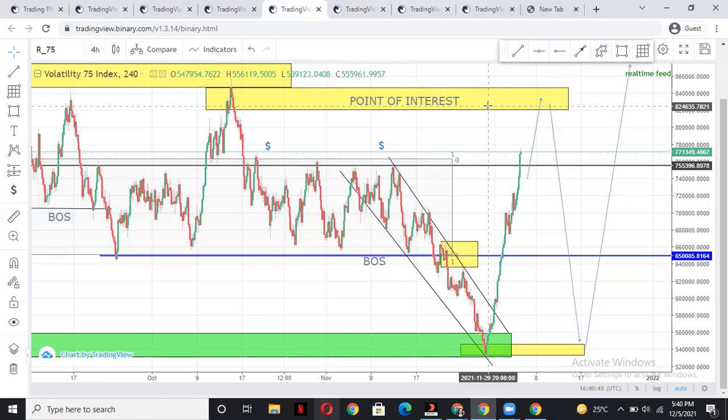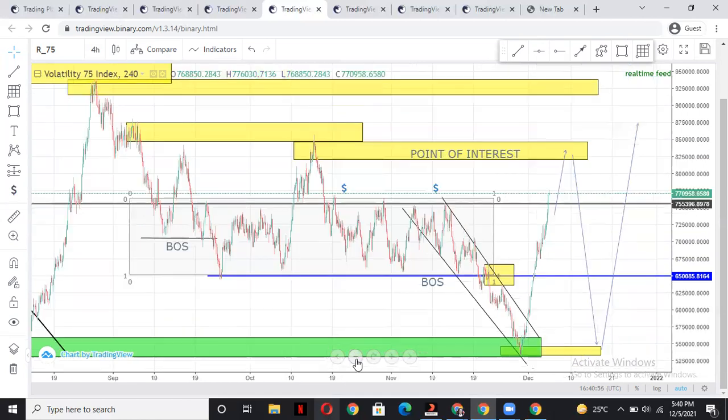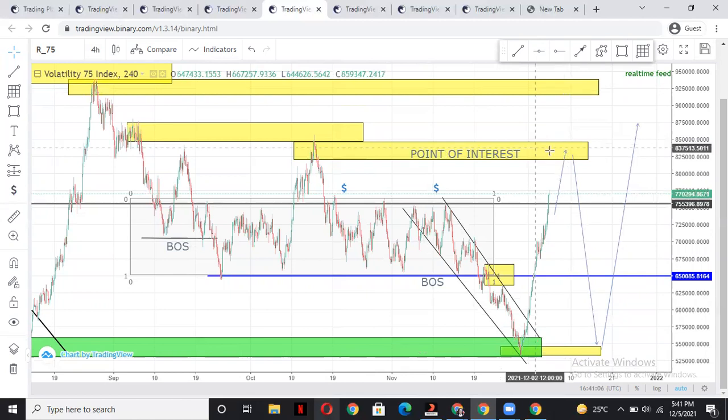But meanwhile, I'm not looking for a sell opportunity on this until this area, or probably I have another point of interest above that, or until this very zone that I have up here. So I'm looking at these two areas: this, my point of interest area, and another one that I have up here.